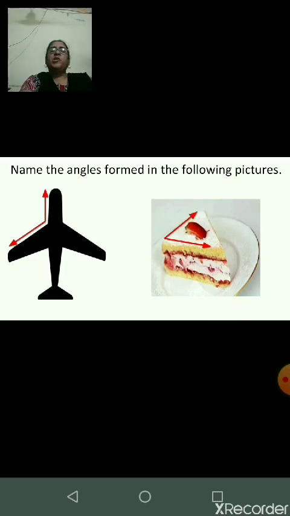Okay. Now, second picture. What is the second picture about? Yes, it is a slice of cake. Yes. If you see the slice of cake, which angle does it make in this picture? Can you see the arrow mark? Yes, tell me. It is at which angle? Acute angle.